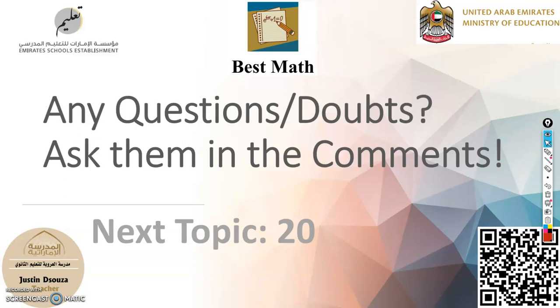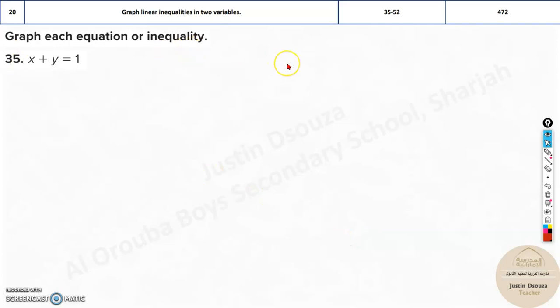The last topic in part 2 is the 20th topic. Here we will graph equations and inequalities. The most important thing you must remember is that it doesn't matter what the equation is, it's all about linear, so it will be only power 1.